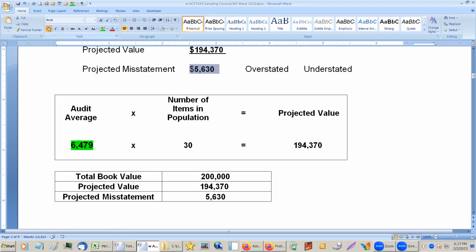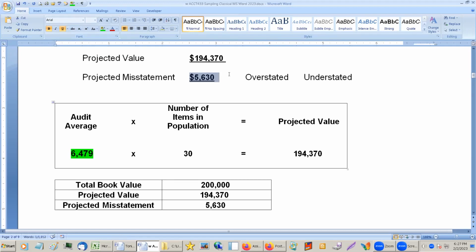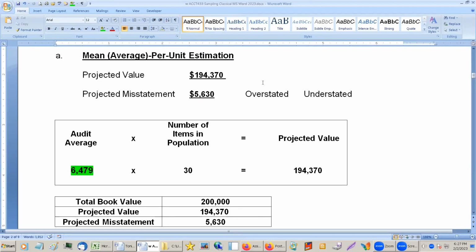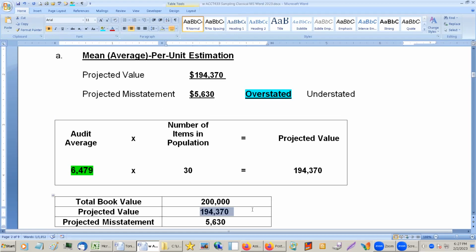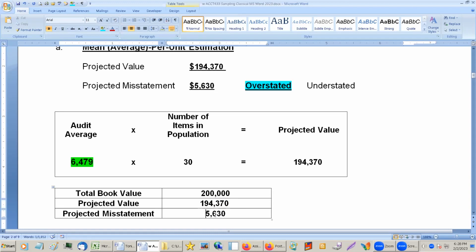Now, we want to know whether this projected misstatement is too high or too low. So is the book value overstated in regards to our sample, or is it understated? It's overstated. Good. They're saying the book value is 200,000. We're saying, oh no, based on our mean per unit, it is overstated by 5,630. Now the question that comes to mind is, is 5,630 material? That's going to be a judgment call.